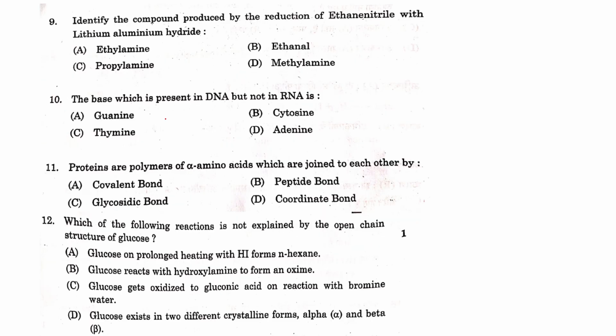This will identify compound ethane nitrile. Okay, so this is simple reduction. So the product is going to be ethyl amine. Option A.